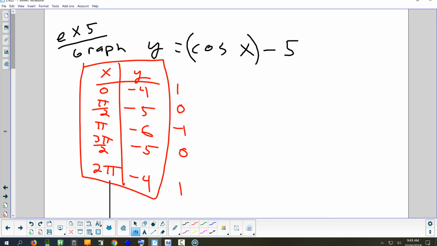One thing I haven't told you, but a lot of times if you look at the y values in the cosine column, they're symmetric. They read the same forward and backwards. That always happens because of how I taught you to do this. So -4, -5, -6, -5, -4. Okay. Questions on the table?